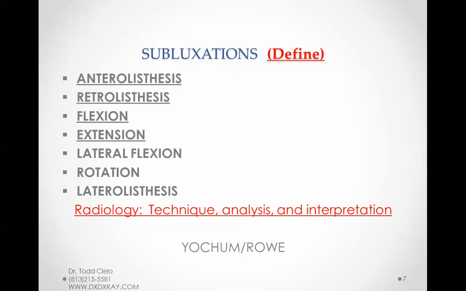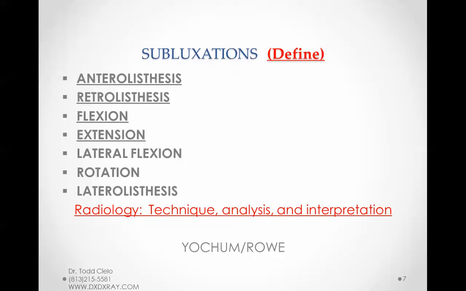So now let's define those subluxations. We have 7 different types of subluxations according to Yoakum and Rowe. We have an anterior listhesis, which is the forward movement of a bone. We have a retrolisthesis, which is the backward movement of a bone. We have a flexion, which is a posterior widening of the intervertebral space. And we have extension, which is an anterior widening of the intervertebral space.